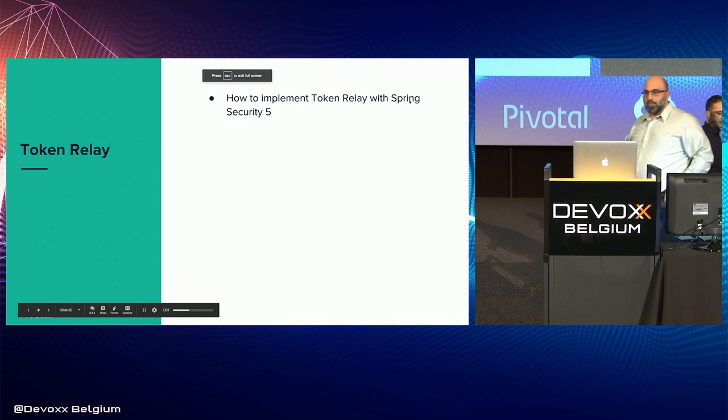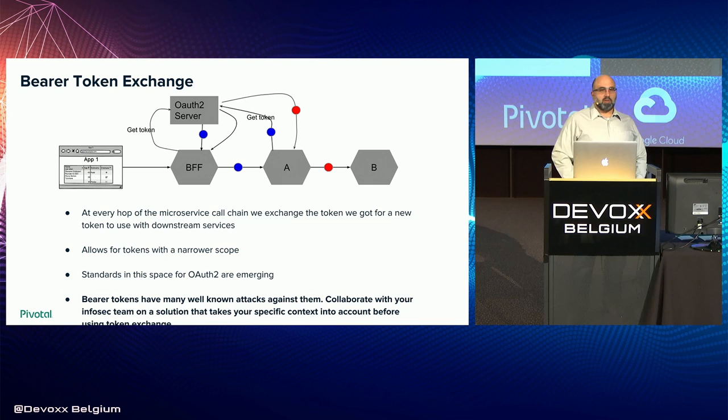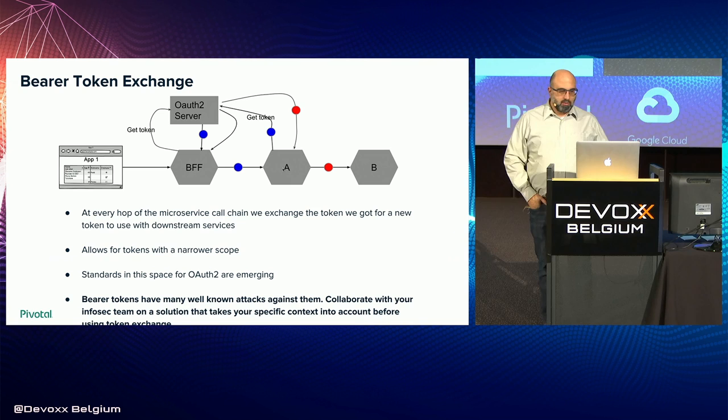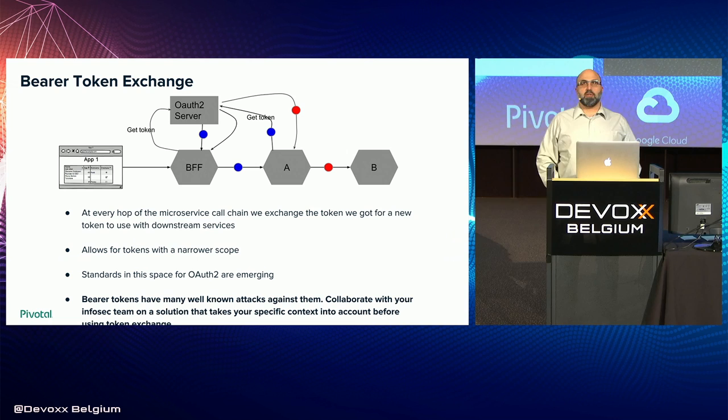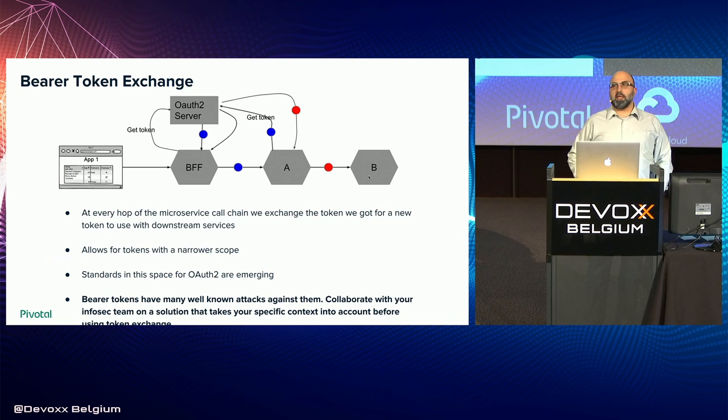Okay, so the next thing we might want to do is we might want to exchange our tokens. So in this approach, what we're going to have is we're going to have the app. It's going to call the BFF, and the BFF is going to go get its blue token from the OAuth2 server. It's going to pass that to Microservice A. Microservice A is going to take that token, the blue token, and send it to the OAuth2 server, and it's going to get a red token. And then it's going to take that red token and use that to call B. That's the basic idea of a bearer token exchange.